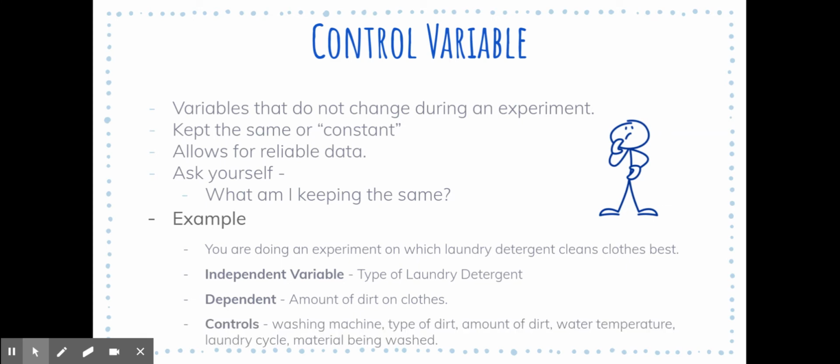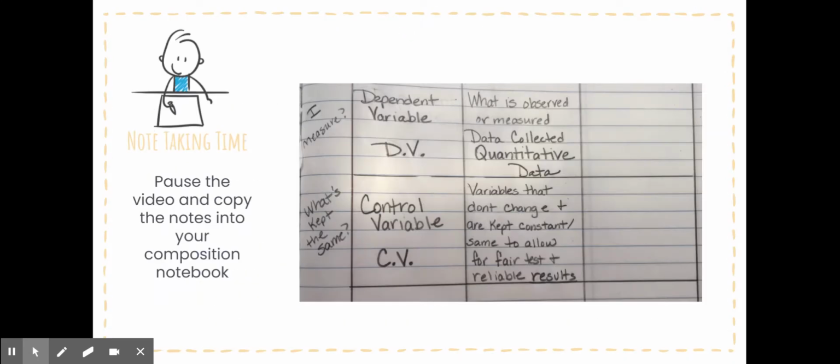I'm going to make sure they have the same washing machine, the same type of dirt, the same amount of dirt, the same water temperature, the same laundry cycle, the same type of material being washed. These are all ways I can try to rule out any other factors. So the only thing that I can get results on is the type of laundry detergent. At this time, pause the video and copy the notes into your composition notebook.